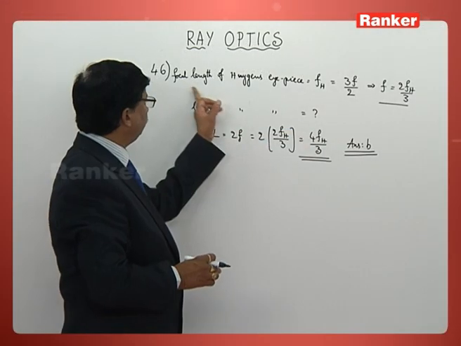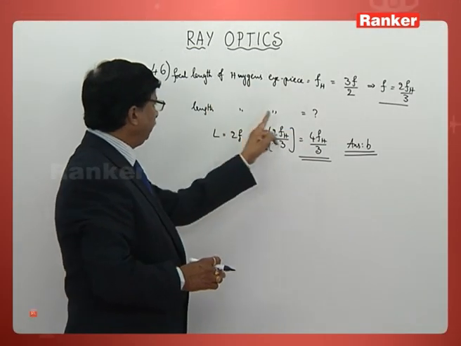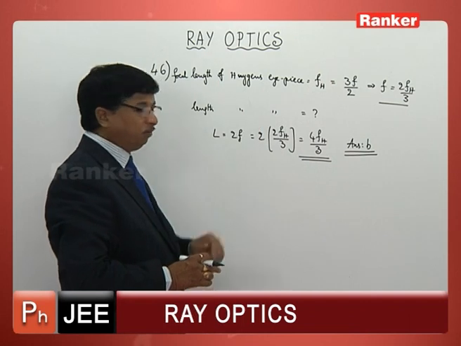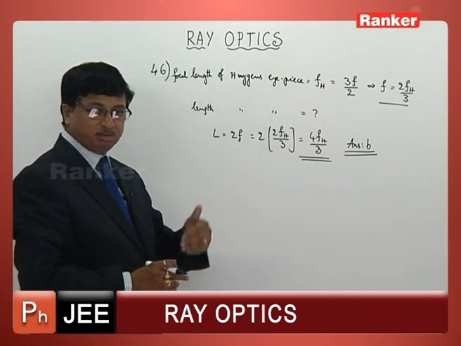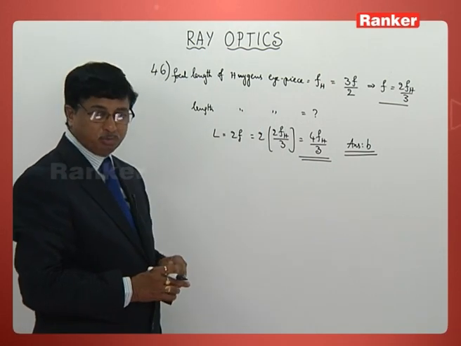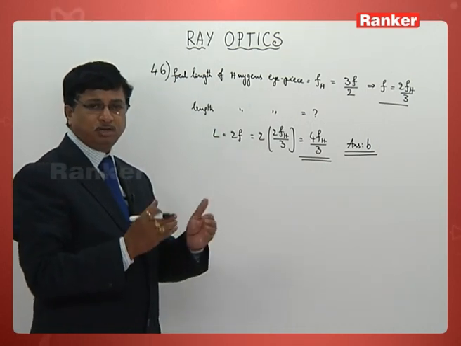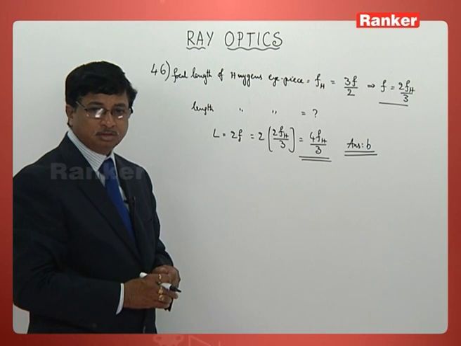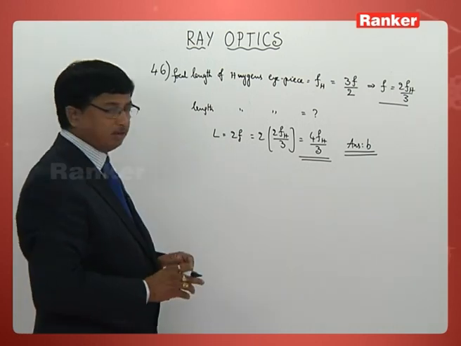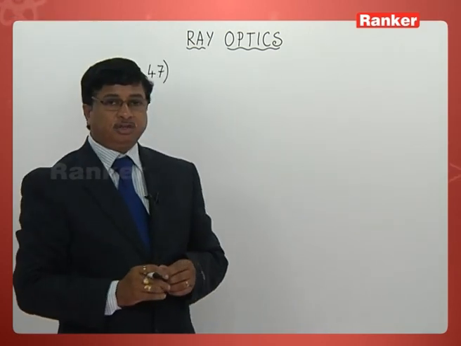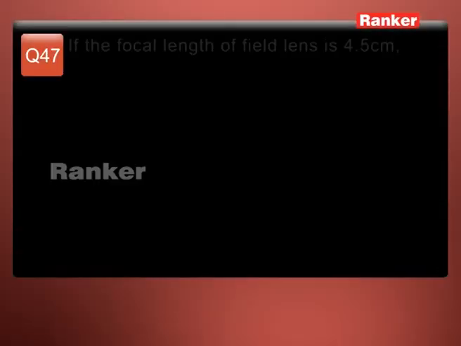That is the case. One is focal length given, length is asked. Focal length formula is 3F by 2, and length formula is simply 2F. Just convert and finalize your answer. That is problem 46 for us. Check the next number, that is problem number 47.